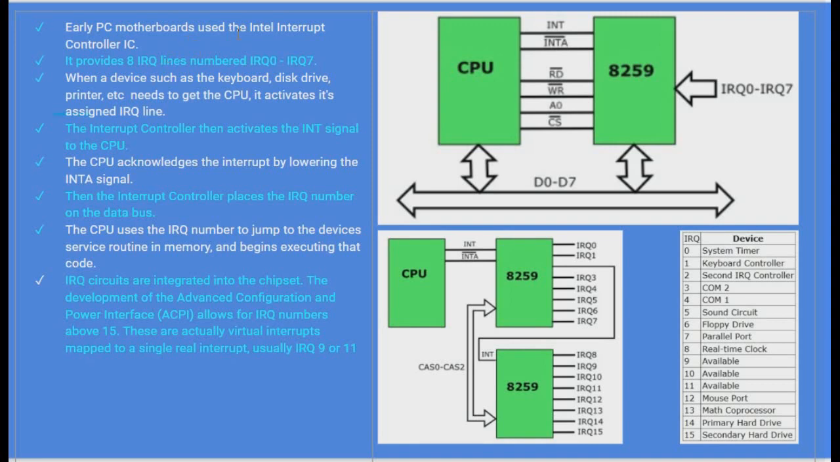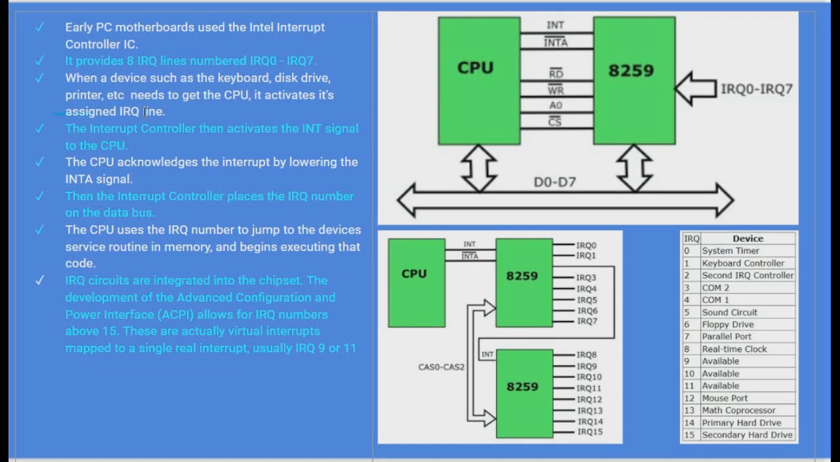Next, let's see an example: the Intel interrupt controller IC. For example, on a motherboard there is an Intel interrupt controller IC, and it provides 8 request lines, IRQ lines. Many devices such as a keyboard, disk drive, and printer each have an IRQ line assigned to them. The interrupt controller then activates the INT signal to the CPU. The CPU acknowledges the interrupt by lowering the INTA signal.